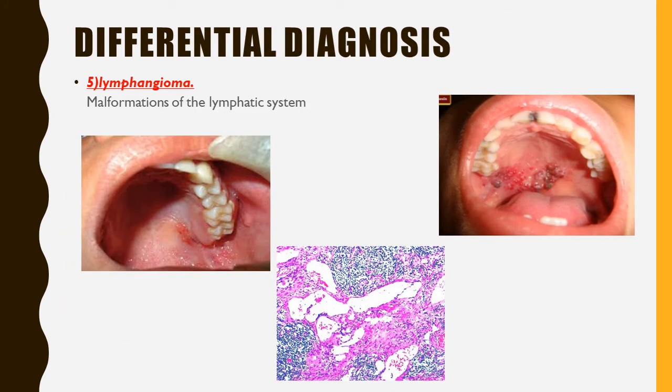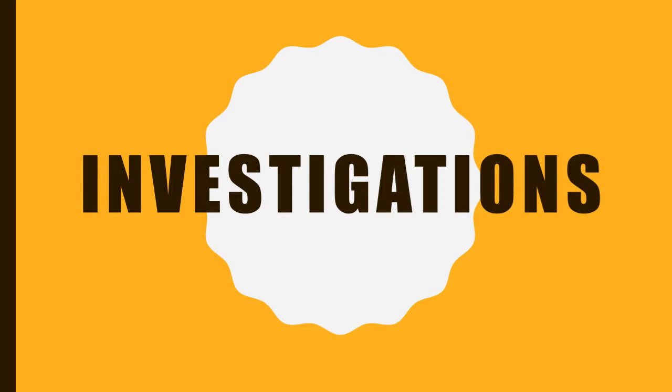Lymphangioma. They are malformations of the lymphatic system characterized by lesions that are thin-walled cysts, clinically presenting as soft, painless, compressible swelling of oral mucosa. Several investigations are carried out in order to reach the final diagnosis.